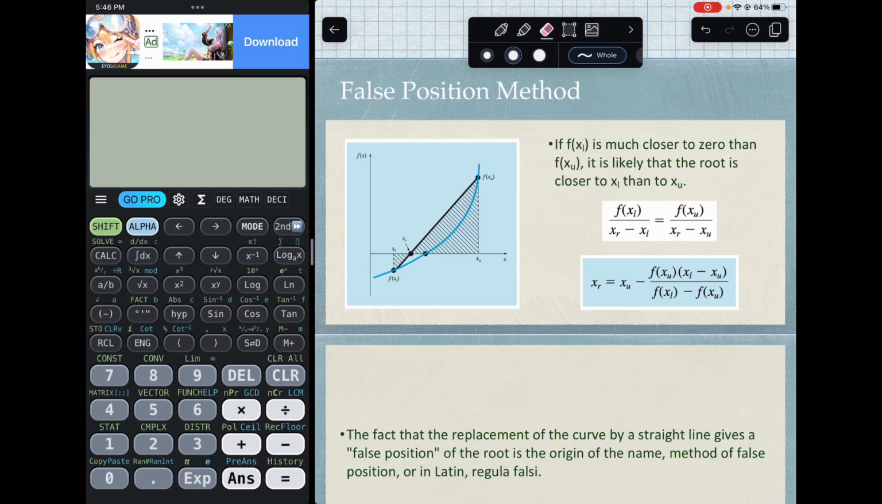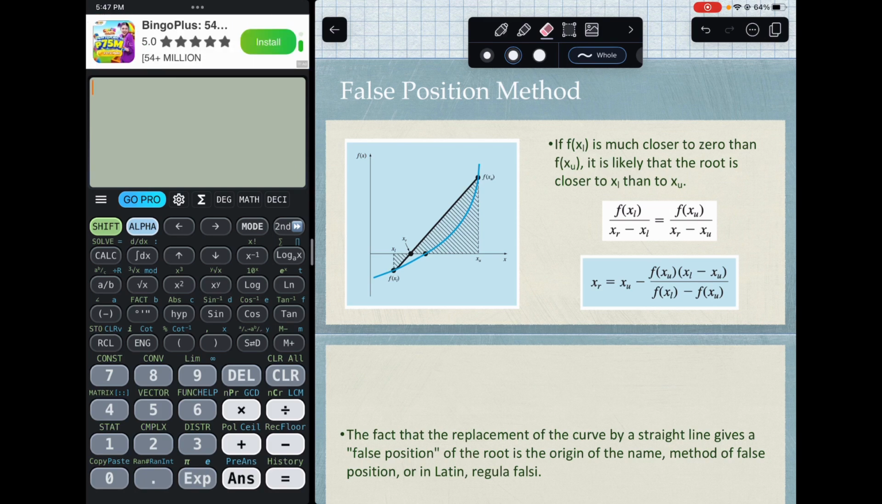Hello. So we're now on the false position method, which is another method under the bracketing methods, used in finding a root of a given equation through a bracketing approach. That means we have two initial values in finding the roots of a given function.